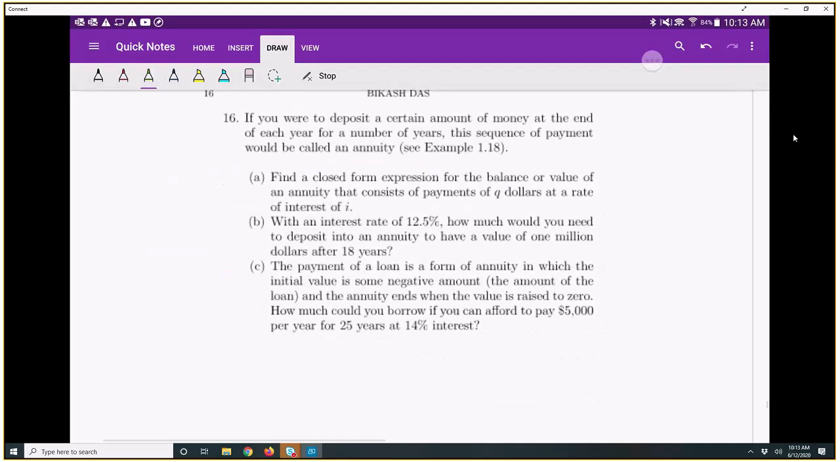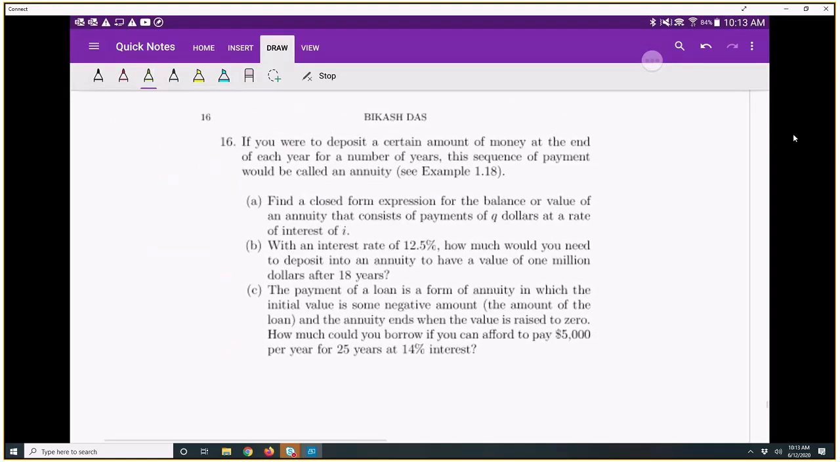Okay, so finally let's look at an interest type of problem. If you were to deposit a certain amount of money at the end of each year for a number of years, the sequence of payments would be called an annuity. And we did have this example in the lecture, so if you're not remembering, you can scroll back up to example 1.18, a few pages above.